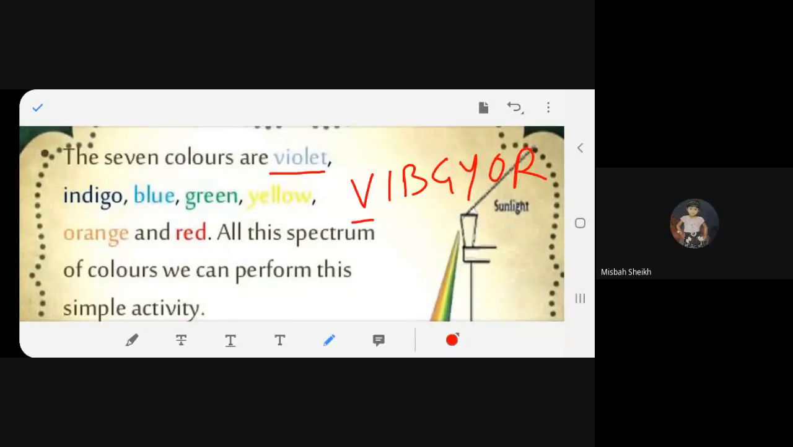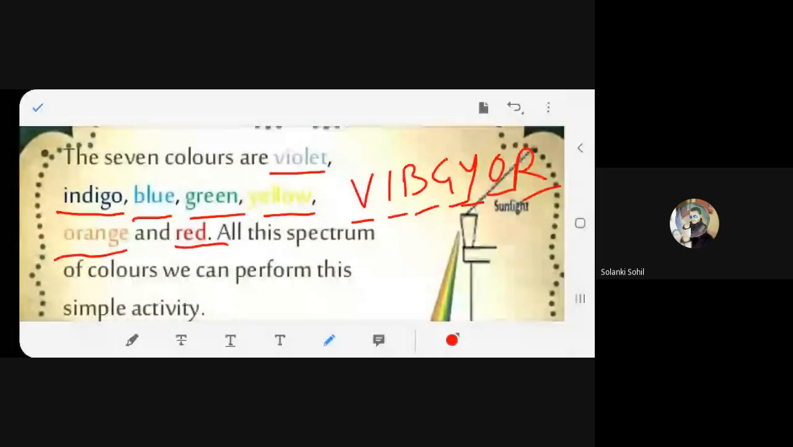V is violet, I is indigo, B is blue, G is green, Y is yellow, O is orange, R is red. This is how you have to remember. Got it now? These are the spectrum colors, the rainbow colors. If you remember these words, then you can remember the spectrum. So this spectrum of colors, we can do the activity.